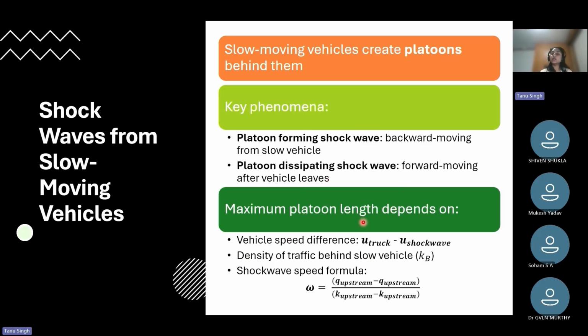The maximum platoon length depends upon the speed difference between the truck and the shock wave, the density of traffic behind the shock wave, that is KB, and the shock wave speed formula.